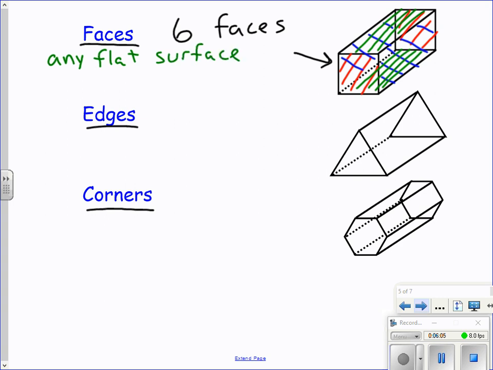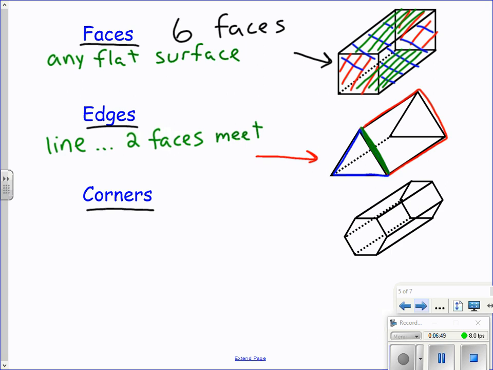An edge is basically a line, or where two faces meet. So if we look over here, this is a triangle and it's a prism shape, so it stays a triangle all the way back to the back, so that's why it's called a prism. It's got a line every time a face meets. So where this face meets this triangle right here, where it meets is an edge.